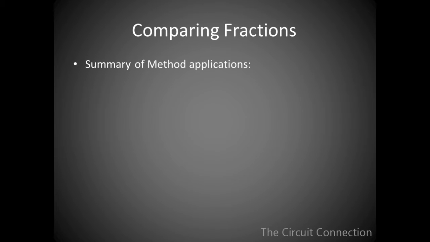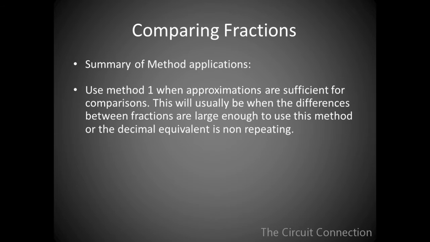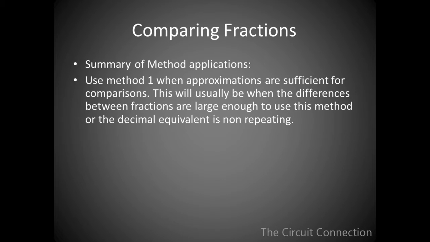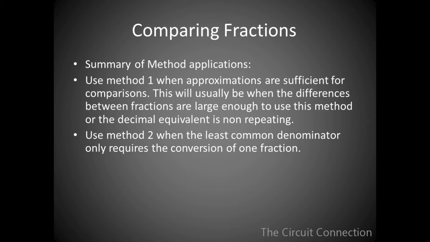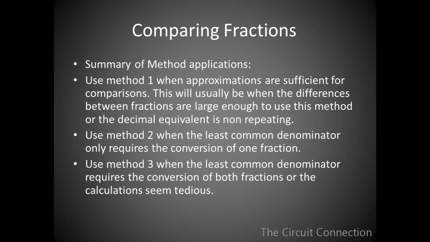Let's go over a summary of our methods and our applications. Use method 1 when approximations are sufficient for comparisons. This will usually be when the differences between fractions are large enough to use this method, or the decimal equivalent is non-repeating. Use method 2 when the least common denominator only requires the conversion of one fraction. And then use method 3 when the least common denominator requires the conversion of both fractions, or when the calculations just generally seem tedious.